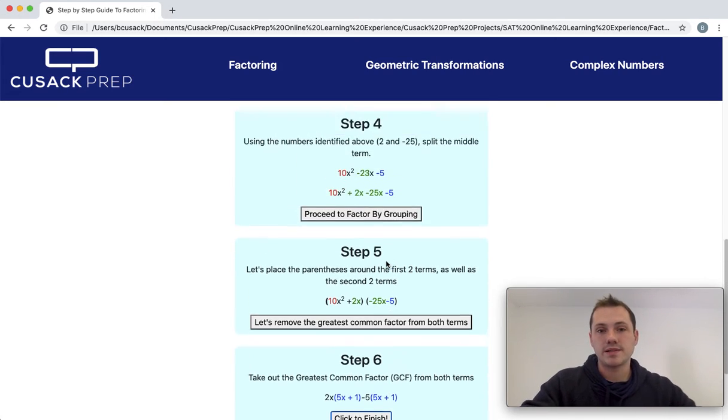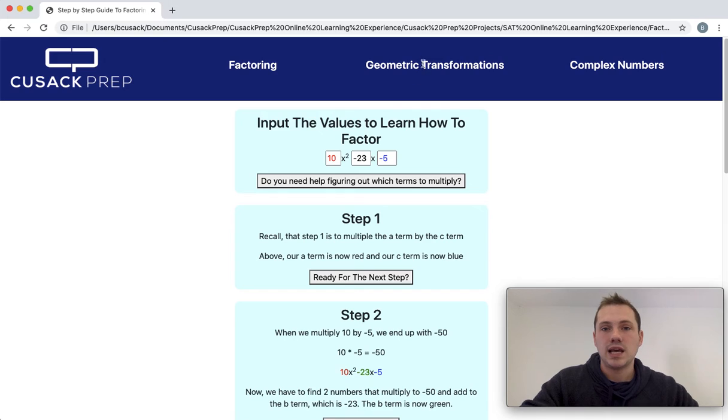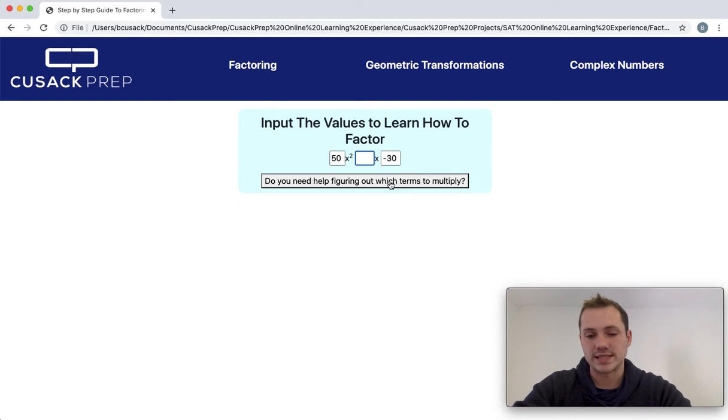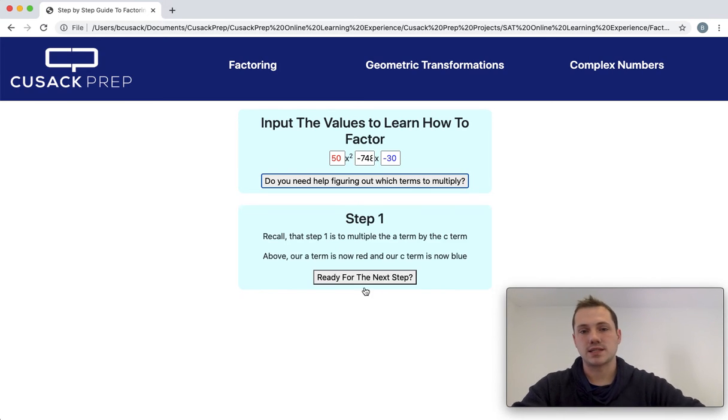I'll just go ahead and put in another set of numbers just so that you can see that the program is in fact robust. So I'm just going to refresh the page, and I'll put some large numbers in here. I can't take out the greatest common factor yet, but let's do something different. So let's say we had something like that. So 50 times negative 30, negative 1500. Let's do 2 and 750. So that's going to give us 748, let's make it negative just so you can see that it works across all of those values.